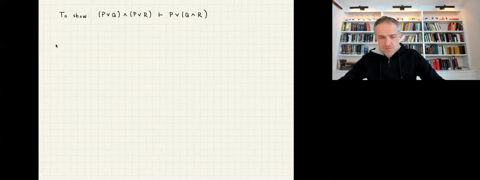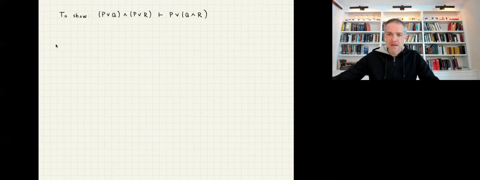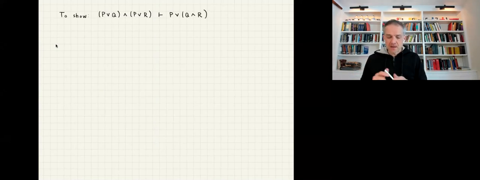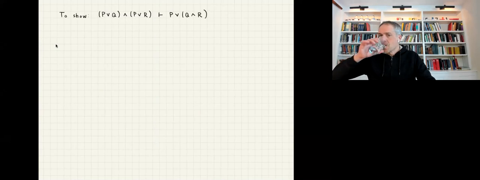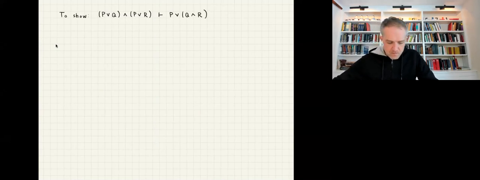Okay. Now, another nice thing that OR elimination lets you do is see how OR interacts with AND. In particular, you have very familiar distribution laws, where OR distributes over AND and vice versa. So in this case, we're going to show that P or Q and R follows from the conjunction P or Q and P or R.